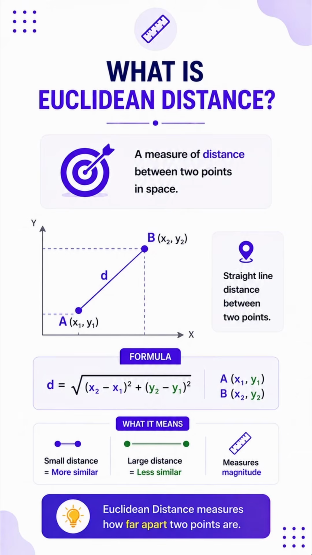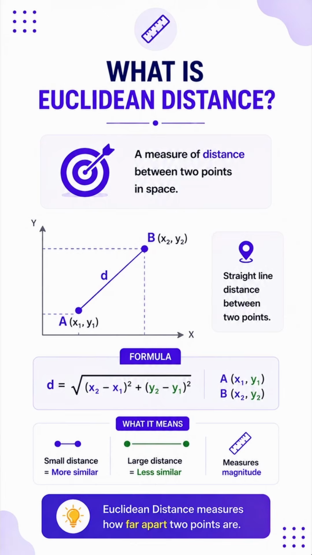What is Euclidean distance? Euclidean distance is a mathematical method used to measure the straight line distance between two vectors. In simple terms, it tells us how far apart two vectors are in a multidimensional space. If the distance is small, the vectors are considered more similar. If the distance is large, they are less similar.